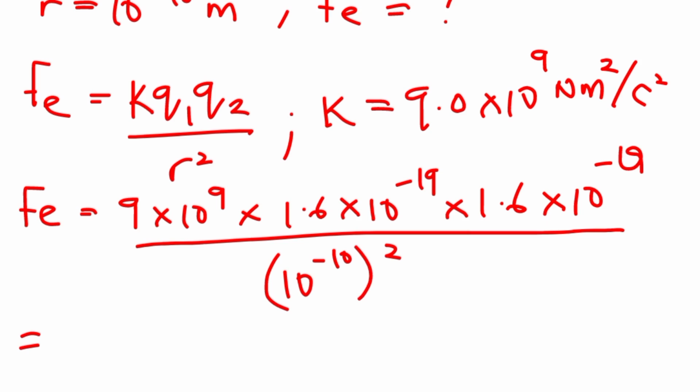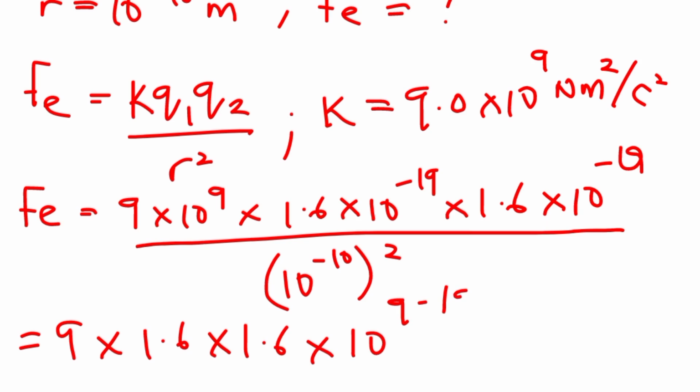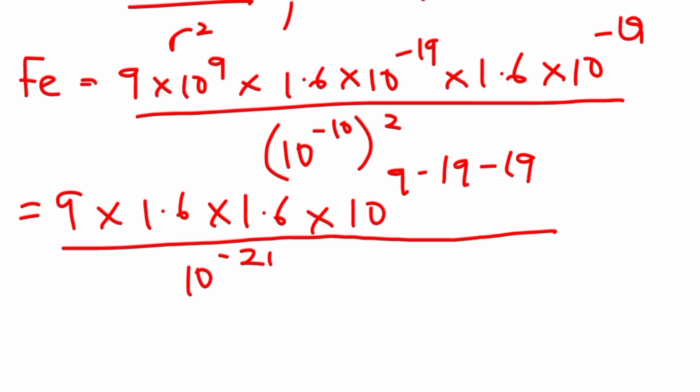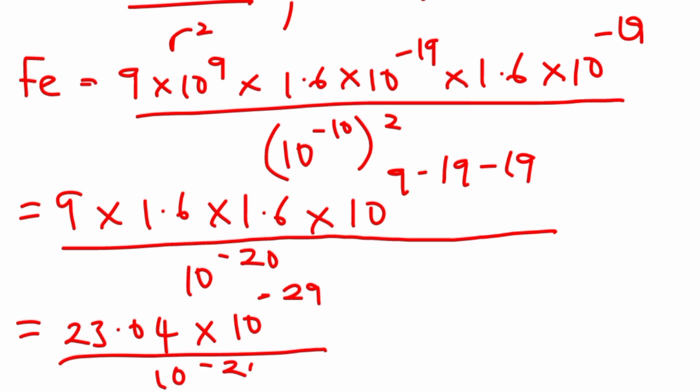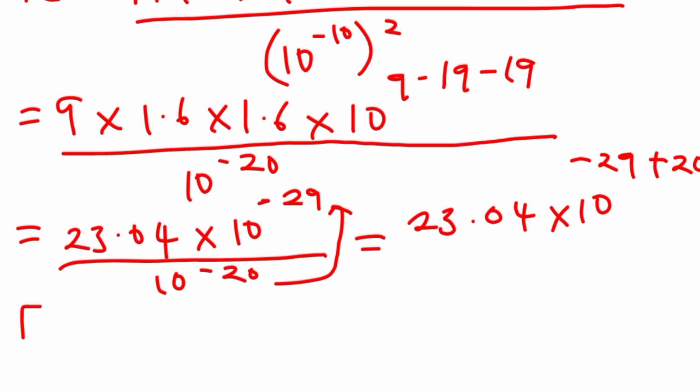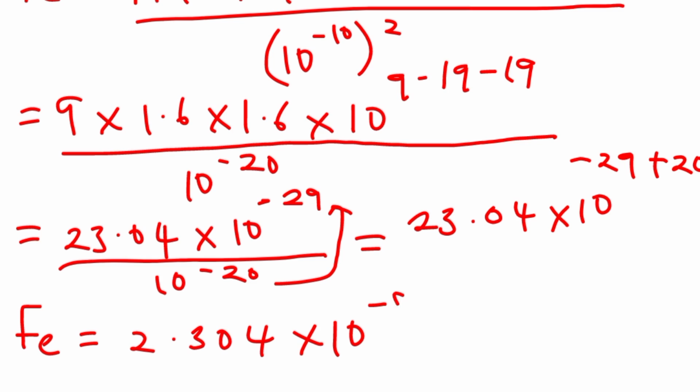The next thing we need to do is 9 times 1.6 times 1.6 times 10 to the power of 9 minus 19, divided by 10 to the power of negative 20, because minus 10 times 2 gives us minus 20. That equals 23.04 times 10 to the power of negative 29, divided by 10 to the negative 20. This also equals 23.04 times 10 to the power of negative 29 plus 20, because if we take this minus 20 up here, it becomes positive. So Fe equals 2.304 times 10 to the power of negative 8 newton.